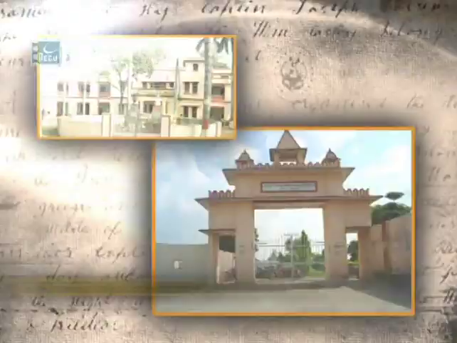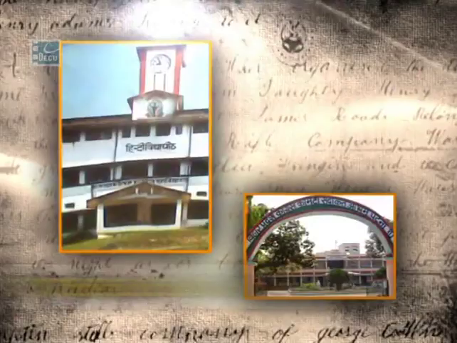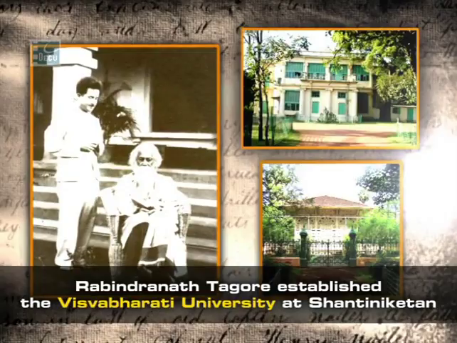The Kashi Vidyapeeth, the Bihar Vidyapeeth and the Jamia Millia Islamia were some of the schools that were established. Rabindranath Tagore established the Vishwabharati University at Shantiniketan. Ma'am, what about science? Did no one establish science colleges? Of course they did. And this happened in the 19th century only.